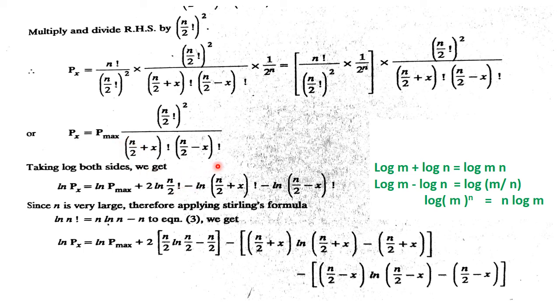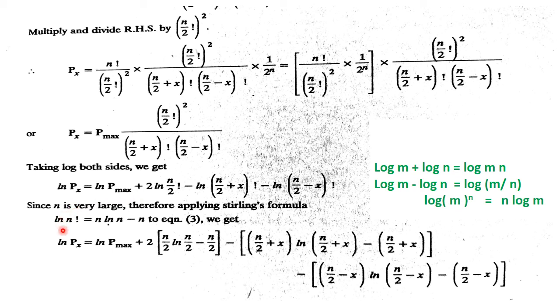Now the terms in the denominator: whenever you have log of m upon n, it can be written as log m minus log n. Means the terms in the denominator can be written in the numerator by subtracting them from the numerator. That is why it is written as minus log of (n upon 2 plus x) factorial minus log of (n upon 2 minus x) factorial. Since n is very large, therefore we can apply Stirling formula on it.